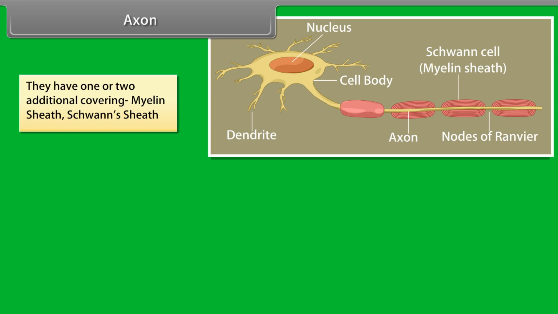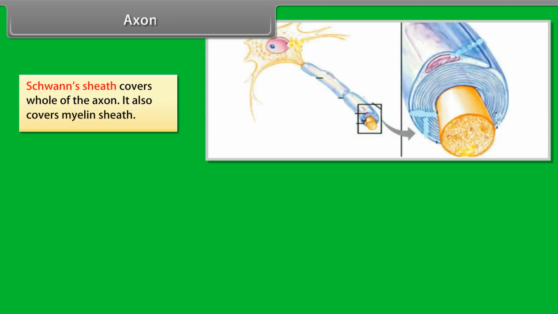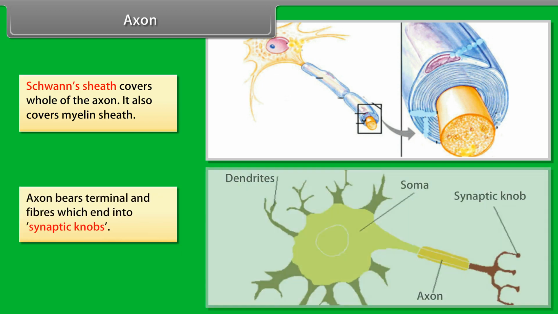Myelin sheath, Schwann sheath. The myelin sheath around the axon is an insulating and protective sheath. At certain places, the myelin sheath is absent, and that area is known as the node of Ranvier. The Schwann sheath covers the whole of the axon. It also covers the myelin sheath. The axon bears terminal fibers which end in synaptic knobs.